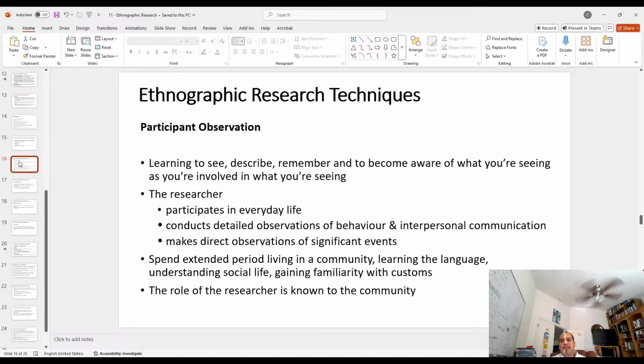Of course, when I did the Latino therapeutic study, I couldn't live in Sunnyside High School. So I used to go every day to do observations. I also went home every day at the end of the day, right? The role of the researcher is also known to the community. They know why you're there. They know your purpose, and they know what you're seeing.